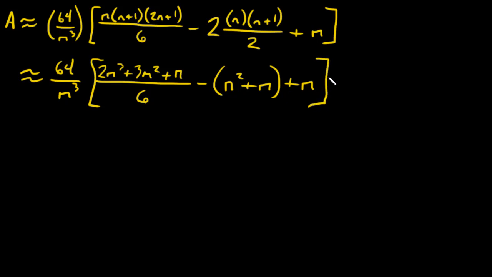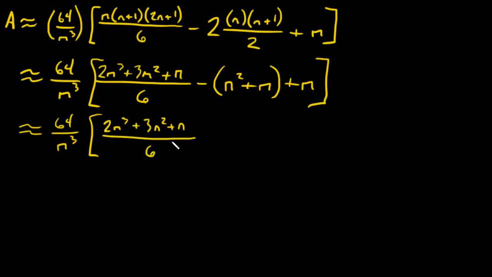Okay? Now, let me start getting this a little simpler. So 64 over n cubed times, alrighty, this is going to be, well, I can't really do a lot with this, 2n cubed plus 3n squared plus n over 6. But this one is minus n squared, and then minus n plus n. Those two pieces are going to be gone. So I get that expression right there.